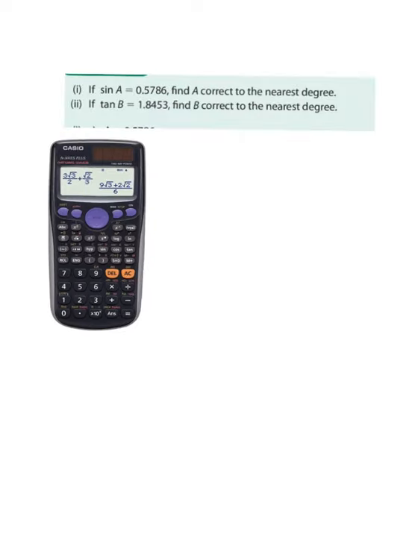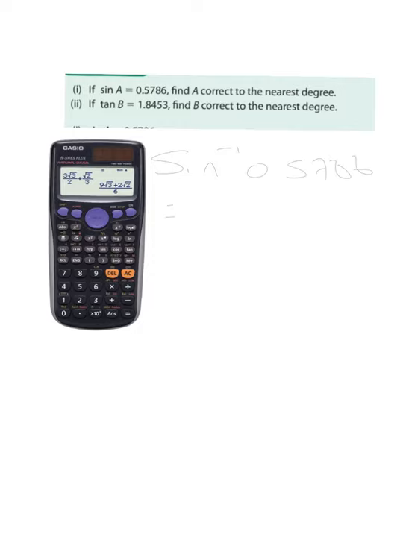So 2 examples on that would be if they gave you that the sine ratio was 0.5786, find A, the angle, correct to the nearest degree. So they gave us the ratio in decimal form, so we know we have to use inverse sine. So we have to use inverse sine 0.5786.